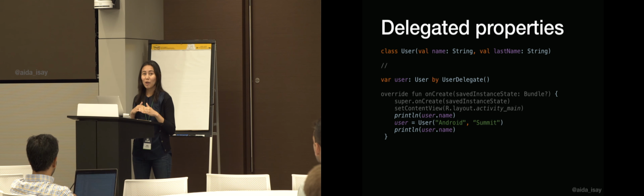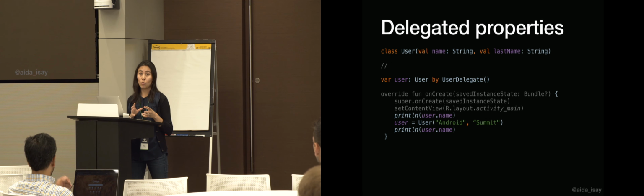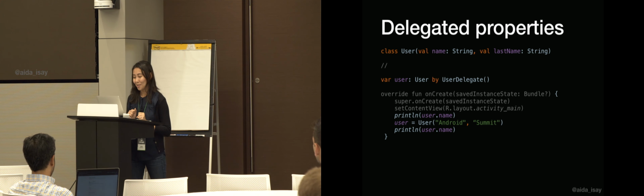Under the hood, the compiler creates a hidden helper object initialized with the instance of UserDelegate to which the initial property, the user, delegates. In this example, using the by keyword, we're delegating the getters and setters to the UserDelegate class.